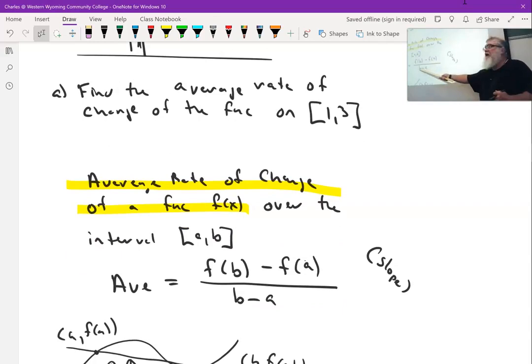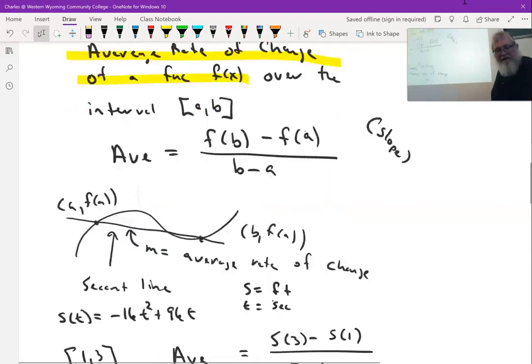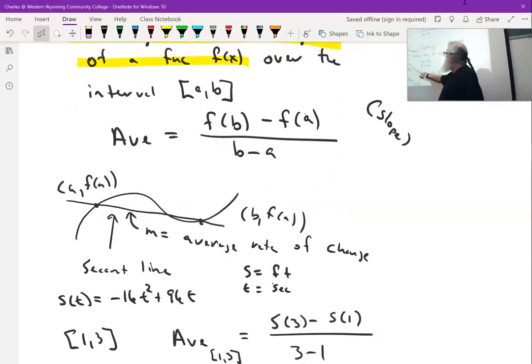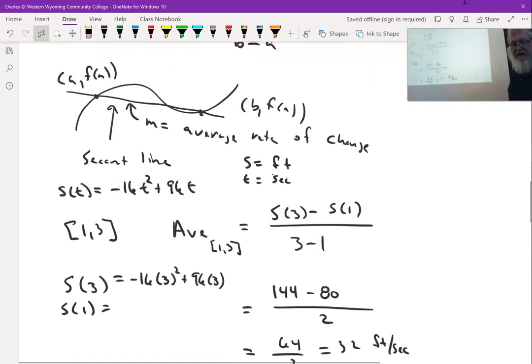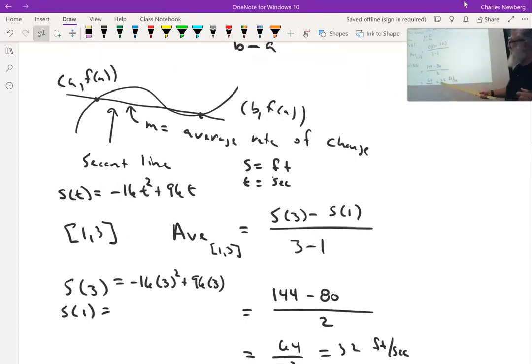Difference in the y's over the difference in the x's. That's that slope formula that you studied in high school, one of the most important formulas we look at in mathematics, especially in the early part of calculus. And so it's the slope of what we call a secant line. And then we're going to start moving this closer and closer and closer till we get what's called a tangent line. That's where we're going. So we found the average from here. We found it to be 32 feet per second.